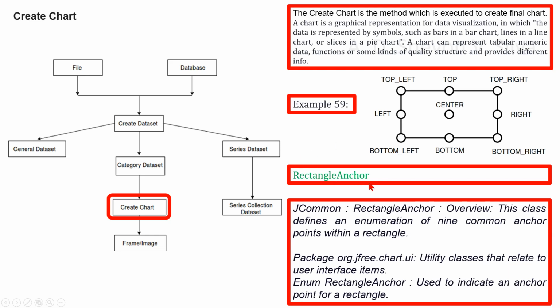Overview in rectangle anchor in JCommon. This class defines an enumeration of 9 common anchor points within a rectangle. The package org.jfree.chart.ui utility classes that relate to user interface and items. Enum rectangle anchor used to indicate an anchor point for a rectangle. Here the rectangle, you can see the rectangle anchor points.